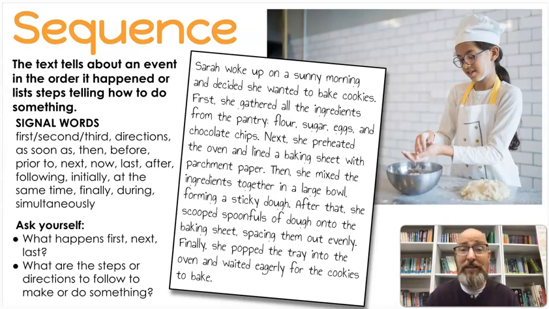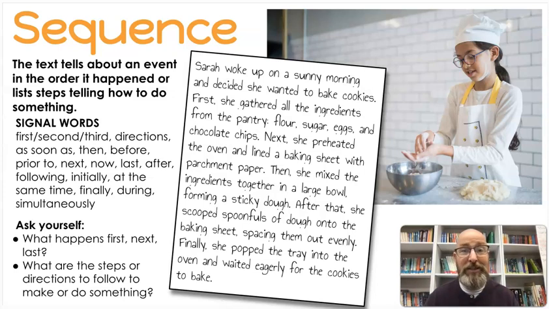Sarah woke up on a sunny morning and decided she wanted to bake cookies. First, she gathered all the ingredients from the pantry: flour, sugar, eggs, and chocolate chips. Next, she preheated the oven and lined a baking sheet with parchment paper. Then, she mixed the ingredients together in a large bowl, forming a sticky dough. After that, she scooped spoonfuls of dough onto the baking sheet, spacing them out evenly. Finally, she popped the tray into the oven and waited eagerly for the cookies to bake.